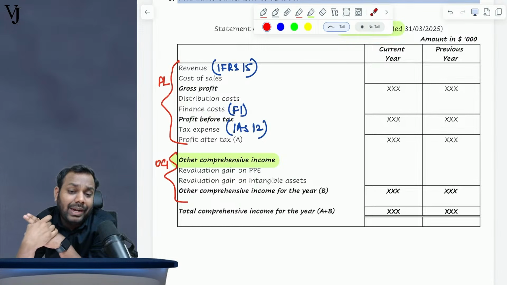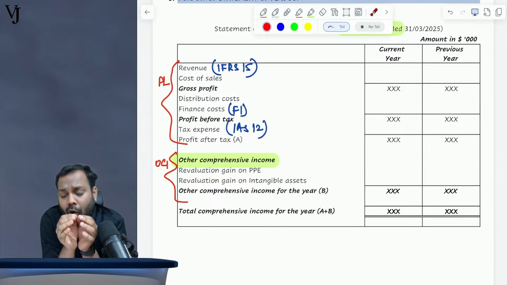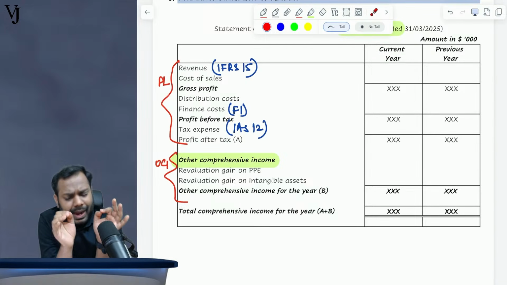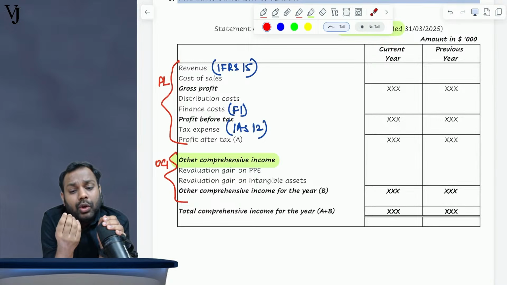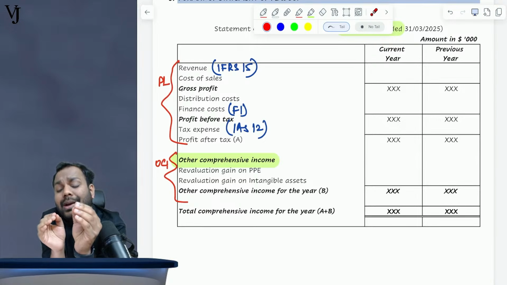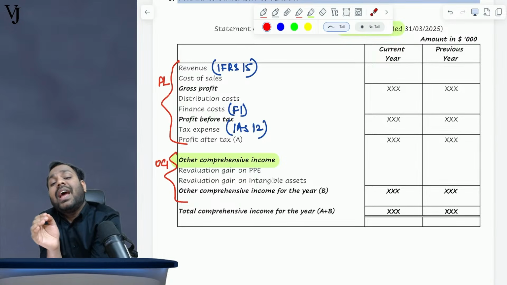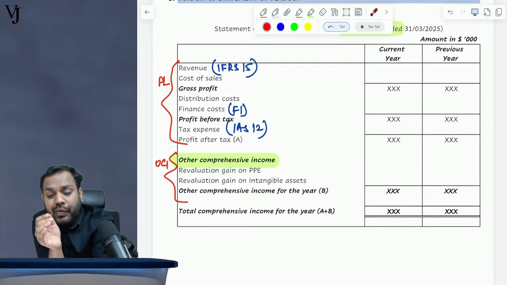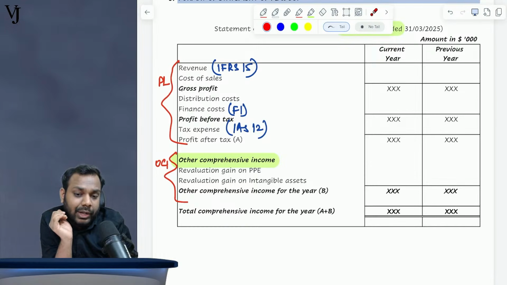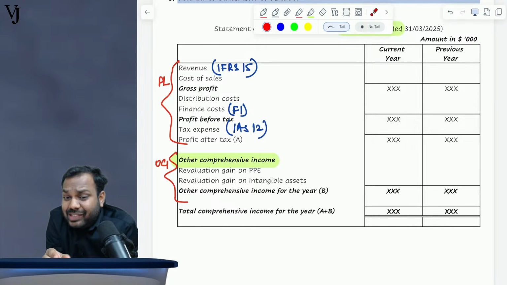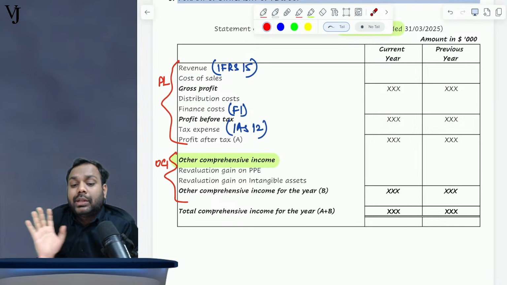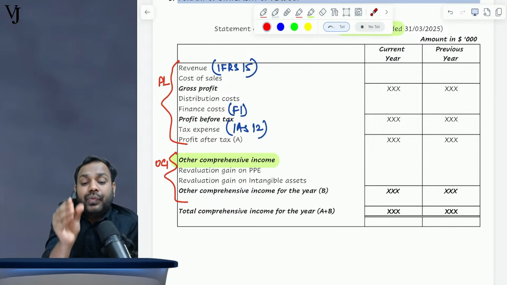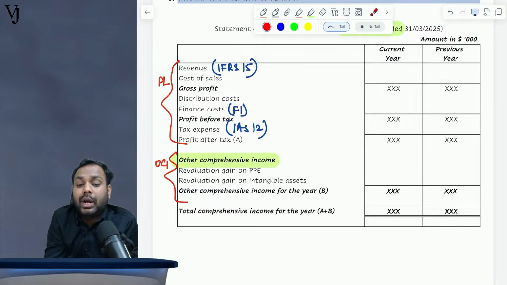So what they did is they said, all the income and expense during the year will go to P&L, except for a few line items which they have specified, which will go to other comprehensive income. So there is a specific list of items which goes to other comprehensive income.